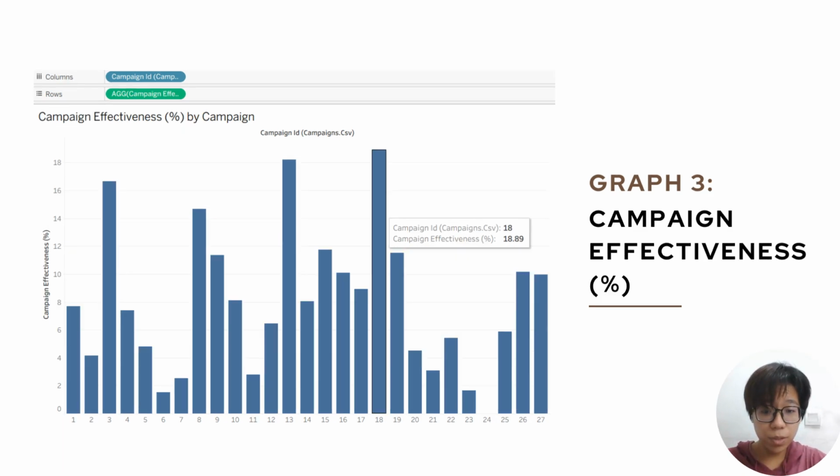The most important visualization is the third graph, campaign effectiveness. This graph combines both reach and redemption to show how effective each campaign truly was. From the result, campaign ID 18 achieved the highest effectiveness at 18.89%, meaning nearly 1 in 5 households who received this campaign redeemed a coupon. This indicates that campaign 18 was the strongest performing campaign in terms of customer response.